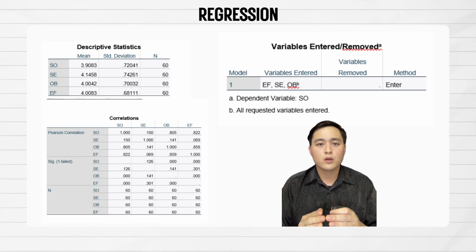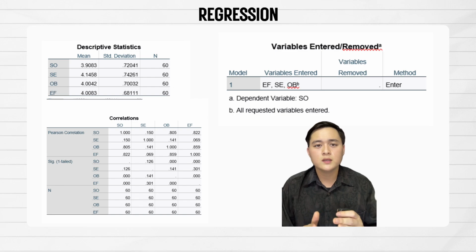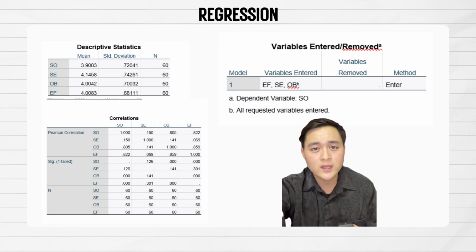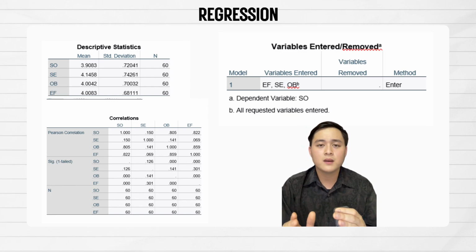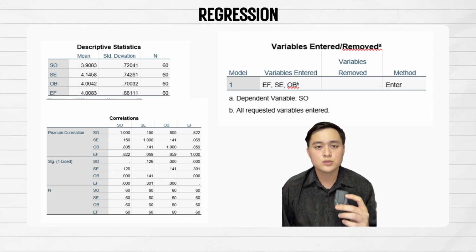So the correlation analysis reveals a strong positive relationship between SO and OB, which is equal to 0.805, P less than 0.01, and also SO and SE are equal to 0.822, and the P is less than 0.001, and OB and EF R is 0.859, P is less than 0.001.